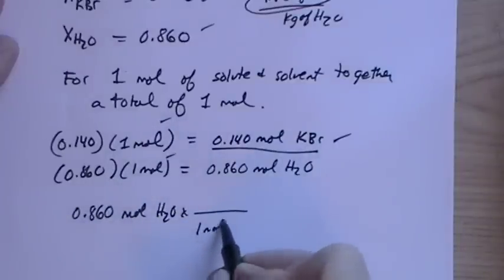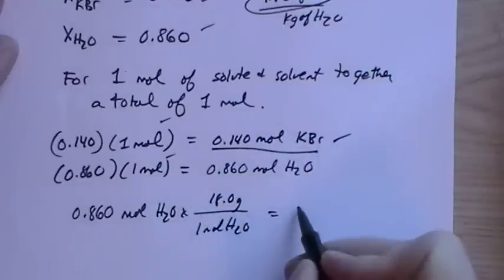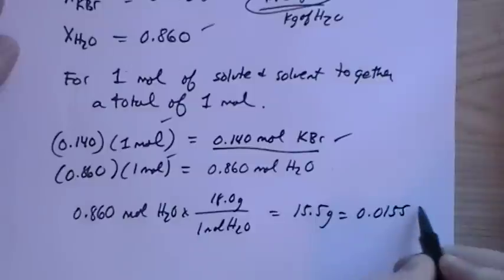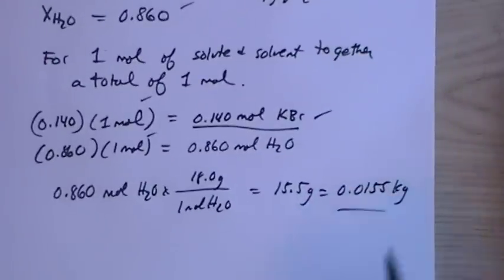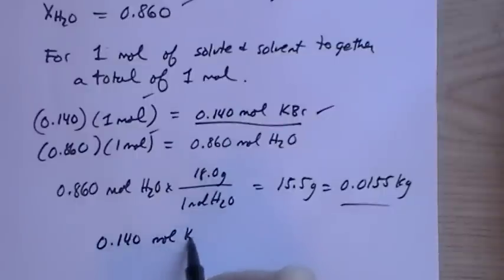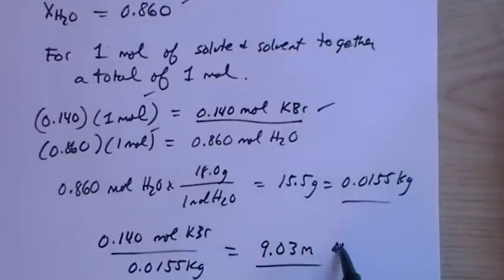So 1 mole of H2O is 18 grams, and this comes up to be 15.5 grams, which is equal to 0.0155 kilograms. So now we have kilograms of the solvent. So 0.14 divided by 0.0155 kilograms equals 9.03 molal for the KBr.